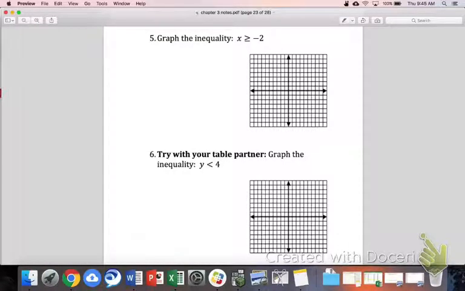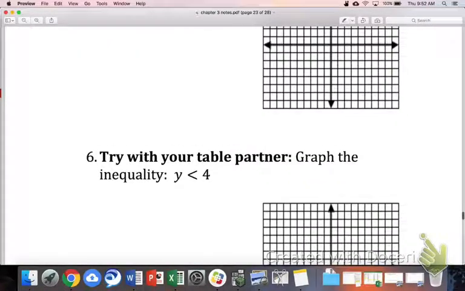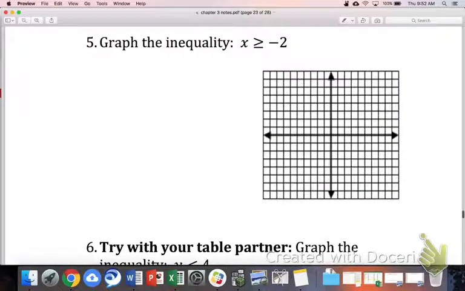Okay, table partners. All right, big fella. So for number 5, it says graph the inequality. And as I walked around, there was a pretty high percentage of us that really desperately tried so hard to make number 5 look like this. We really wanted it to be y equals mx plus b.